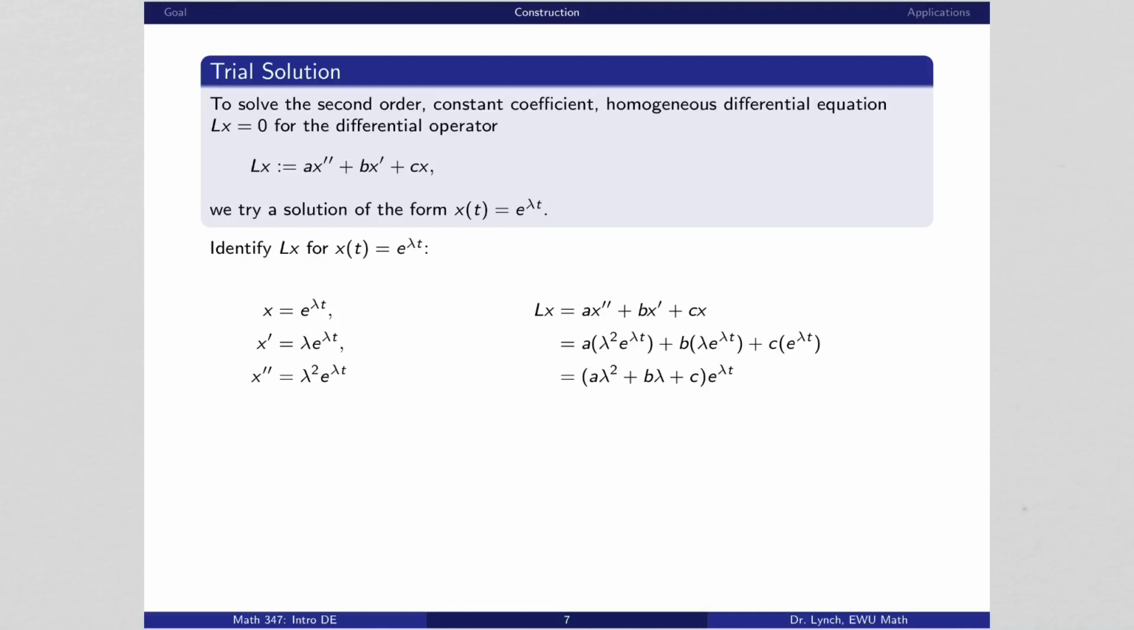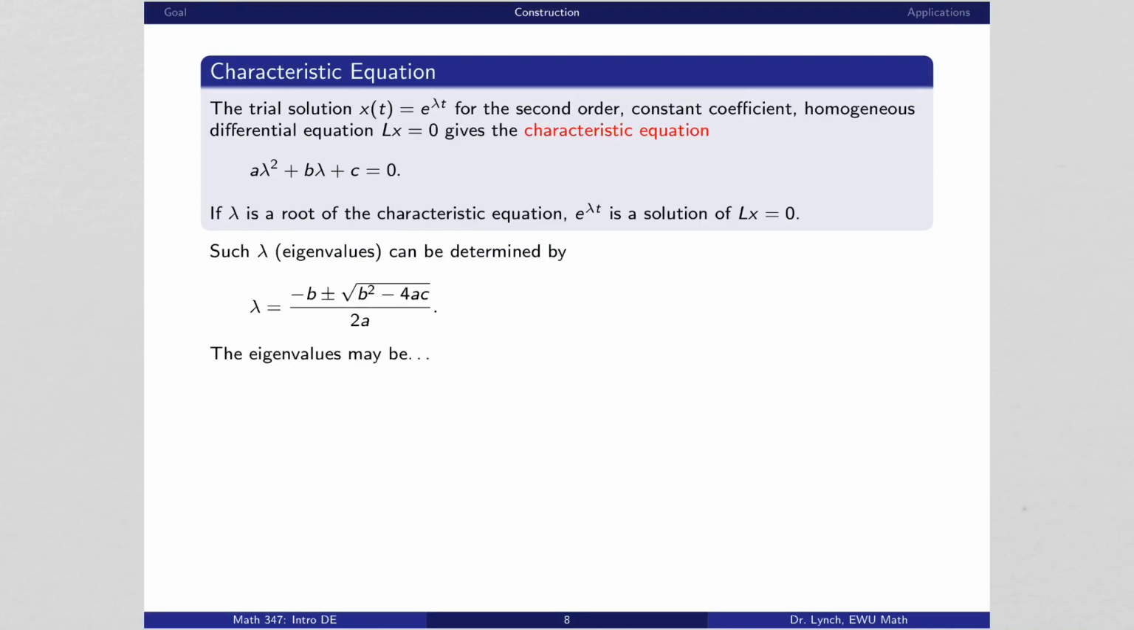Okay, so what do we want to pop out when we hit x with L? We're hoping that we pop out 0. In other words, x is a solution if this polynomial times e to the lambda t is equal to 0. Of course, e to the lambda t is never 0, so we can see that x is a solution if lambda is a root of this quadratic equation. Okay, so in some sense here we've done something really impressive. We've reduced the question of solving a differential equation to the question of solving an algebraic equation. Now, we know all about solving algebraic equations. We call this a characteristic equation. We can solve it by just using the quadratic formula.